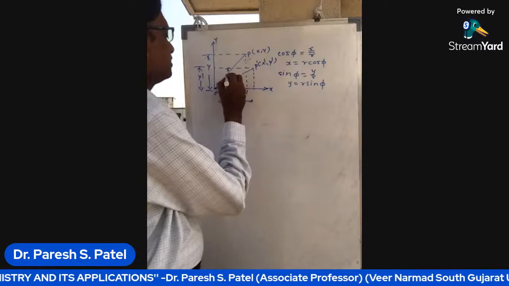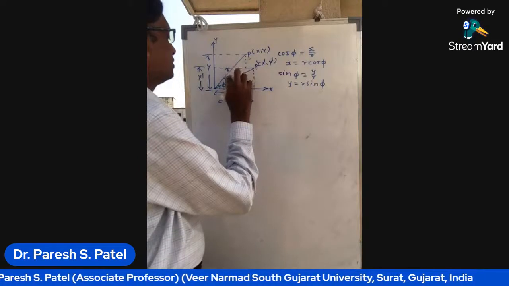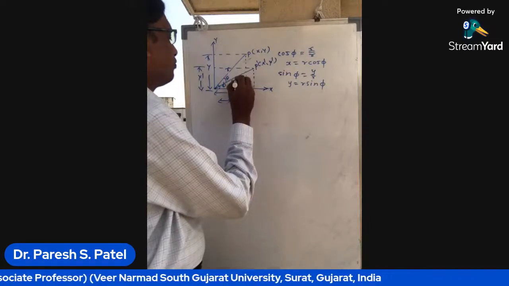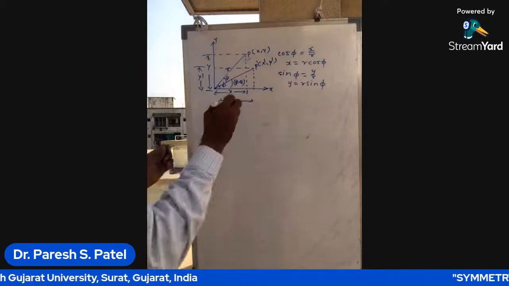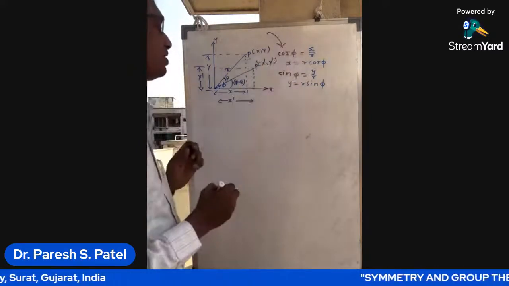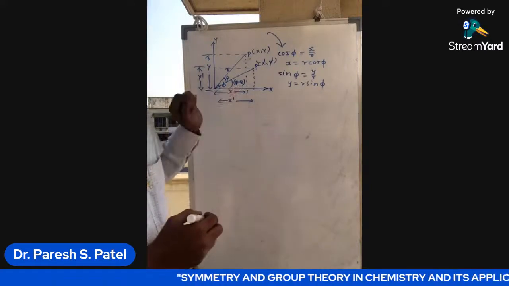This is theta. It means the overall result is phi minus theta. This is clockwise rotation. So P becomes P dash, and the angle should be phi minus theta.